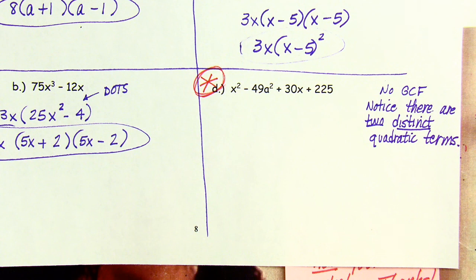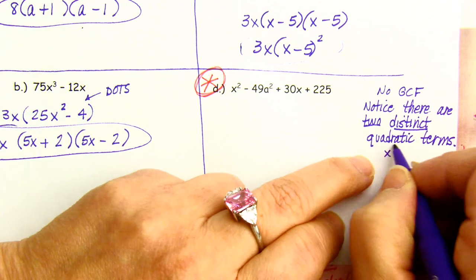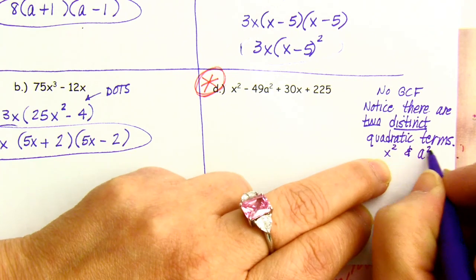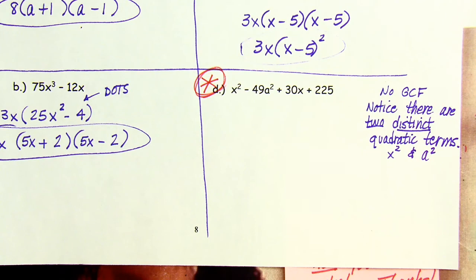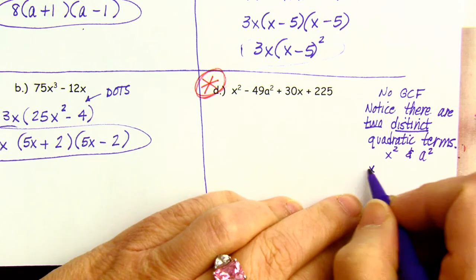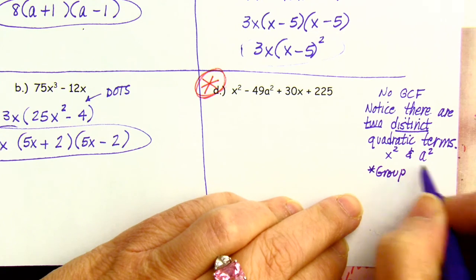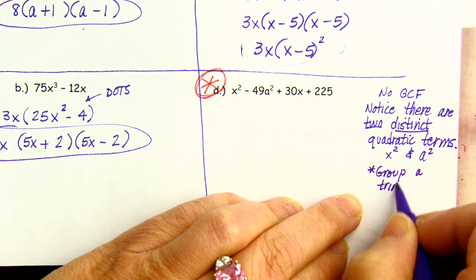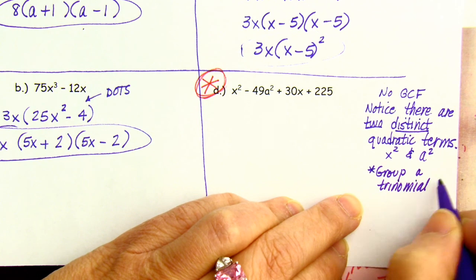So there's no GCF, and I'm noticing that doing 2 and 2 together is not going to work for me because there's no GCF with those groups. But I do notice that there are 2 distinct quadratic terms, an x squared and an a squared. That's going to be an indication that you're going to group a trinomial and a monomial.